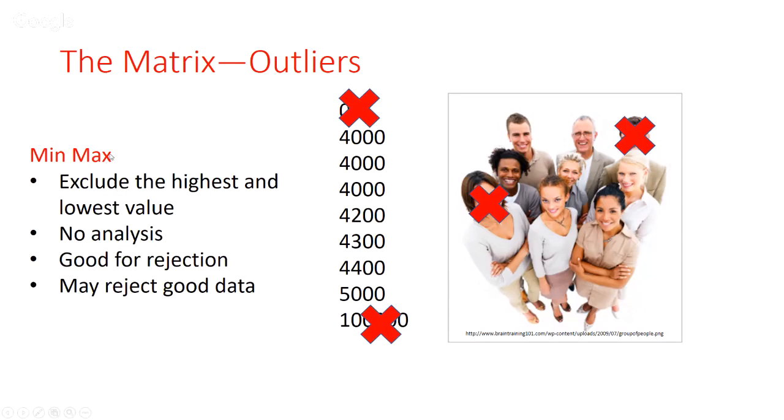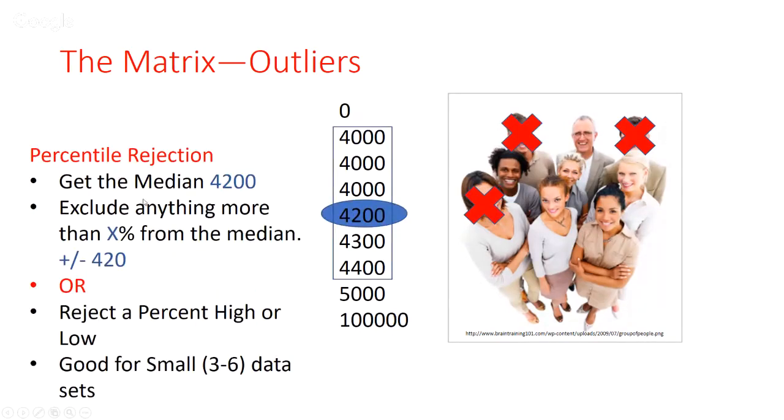So you've got to be careful with min/max. Maybe you don't want to reject it. There's a second method called percentile rejection. And from what I've read, there are two different ways of thinking about this percentile rejection. Of course, you rank them from the lowest, so you have the whole range from the minimum to the maximum.